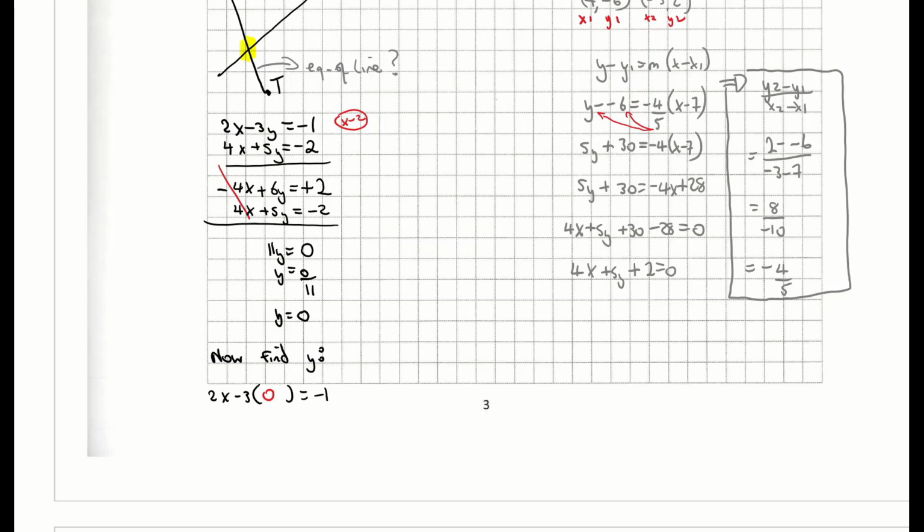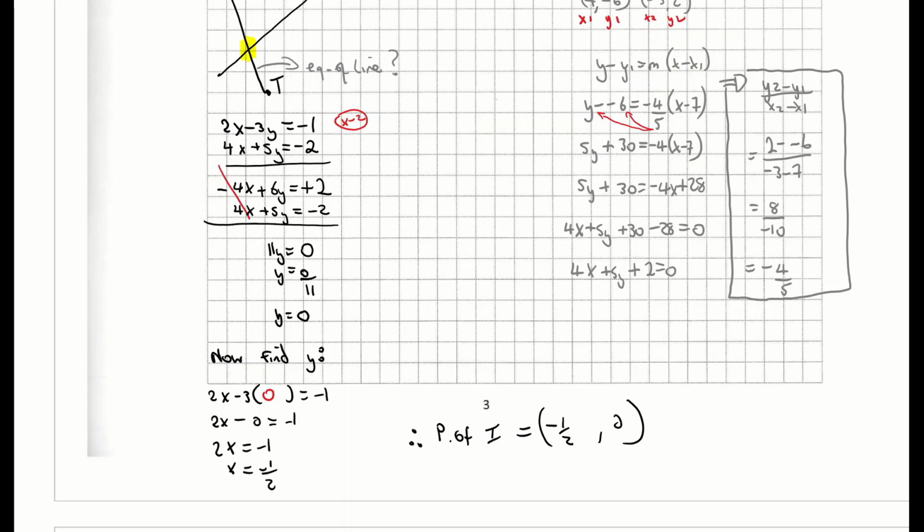So I'm subbing in 0 for y. So that's giving me 2x minus 0 is equal to minus 1. So that gives me 2x is equal to minus 1. X is equal to, divide across by 2, so x is equal to minus a half. So therefore, my point of intersection is equal to minus a half, comma 0. That is the point of intersection. And that is question 1b part 1.